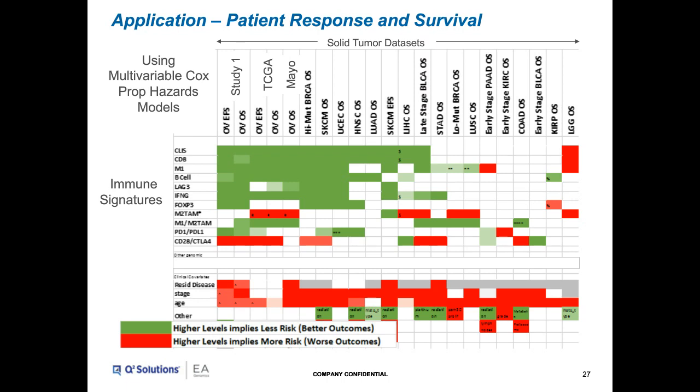Many of these are TCGA studies. Some of these are studies outside of TCGA that either I've been directly involved with or have data that are public. And so you see this pattern where, for example, many tumors do show better outcomes, where higher levels imply less risk or better outcomes. Those are the ones in green. And then there are other indicators like M2 TAM in particular, where higher levels are often associated with worse outcomes. But it's not necessarily a given for every single indication.